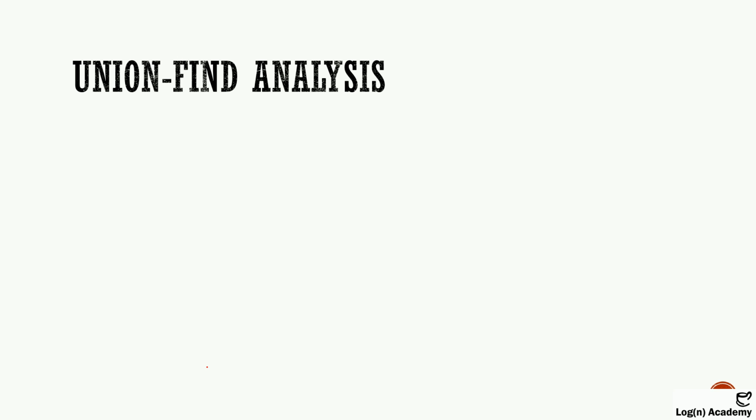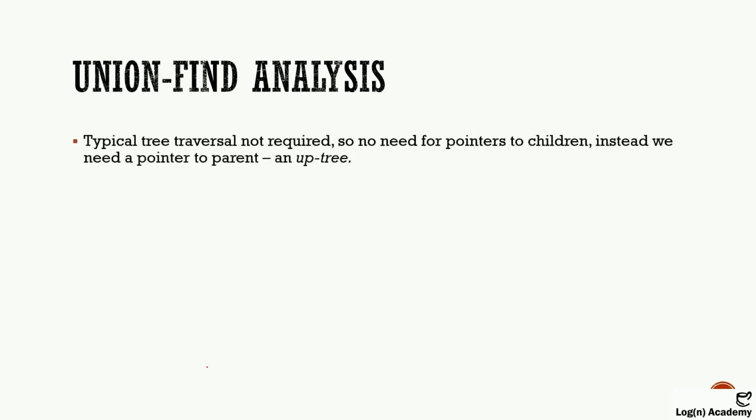Okay, now let's do some analysis. A typical tree traversal is not required, so no need for pointers to children. Instead, we need a pointer to the parent. So when we unify different elements, as you have noticed, the children were pointing towards the parent, because we do not need a tree traversal as we did in binary trees, binary search trees, or AVL trees. That kind of traversal is not needed in disjoint sets. Instead, the children here point toward their parents.